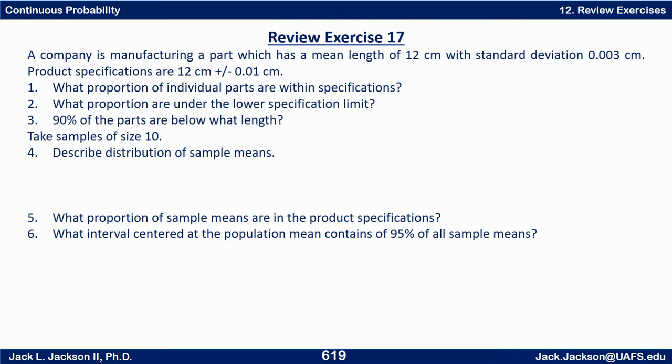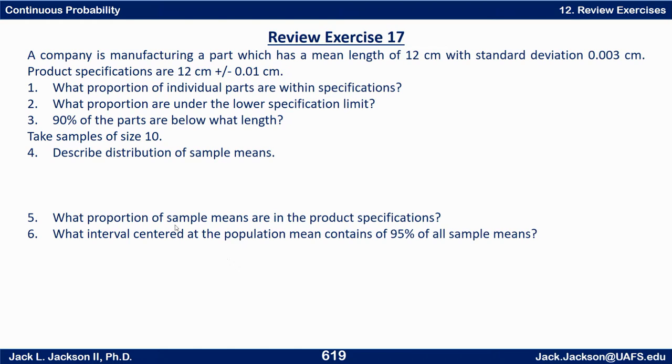What proportion of sample means are in the product specification? And what interval centered at the population mean contains 95% of all the sample means? Okay, see if you can work this out.